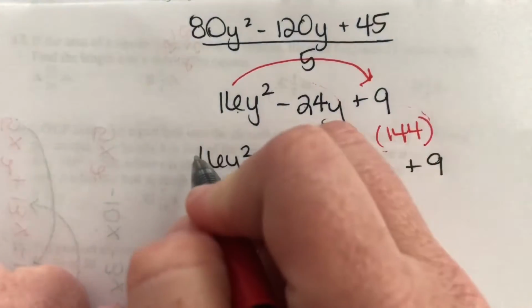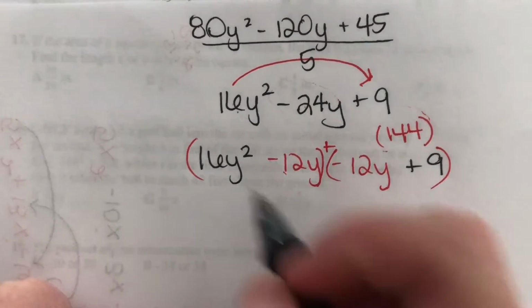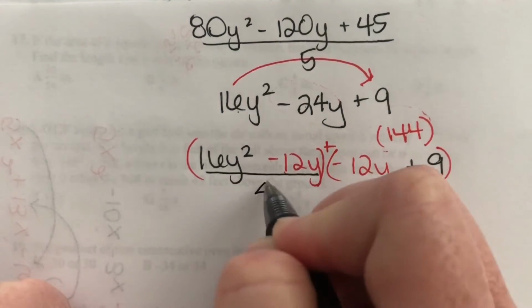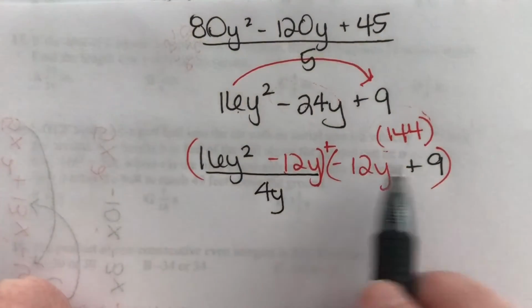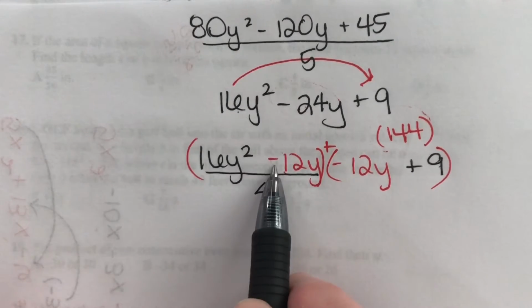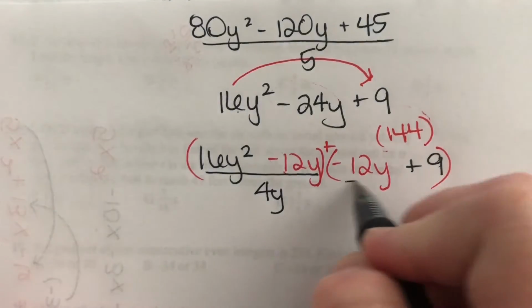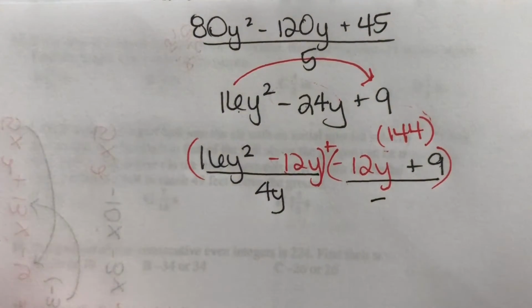Now I want to group. So I'm going to group these two guys and these two guys. And I know there's a plus sign in between here. So what can I divide these guys both by? Well, it looks like 4y. And what can I divide both of these guys by? Well, I know I've got a positive number and then a negative sign, and here I've got the opposite, a negative number and a positive sign. So I know I at least have to divide by something negative, right?